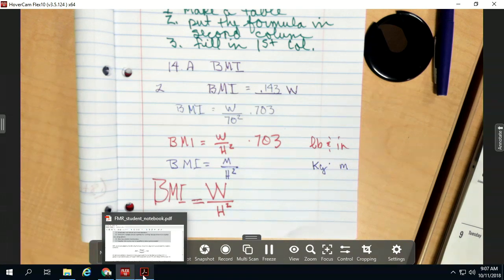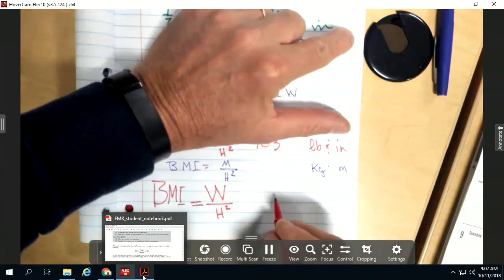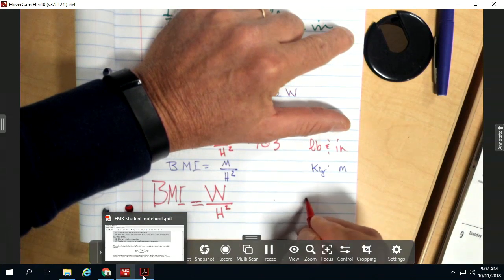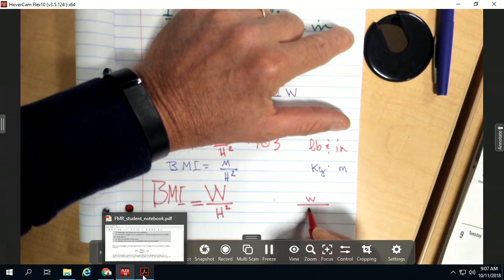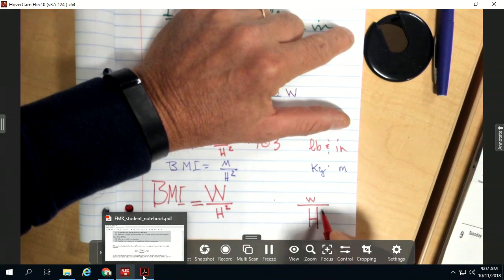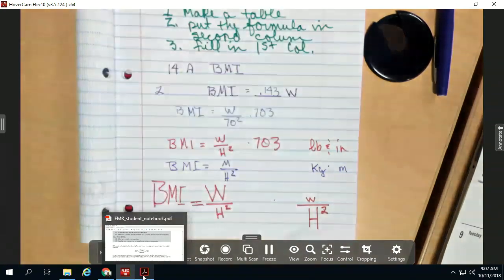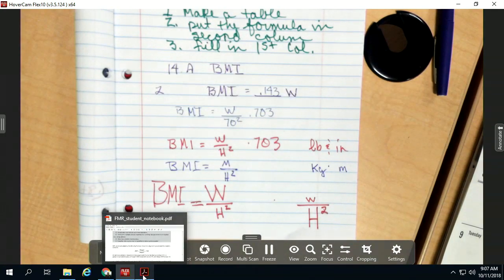Now, let's switch it around. Let's say you have a little weight and a big height squared. What happens to your BMI? Can you give me an example of a person who would have, I don't mean the name of a person, but a person who would have that characteristic? Yeah. Okay.